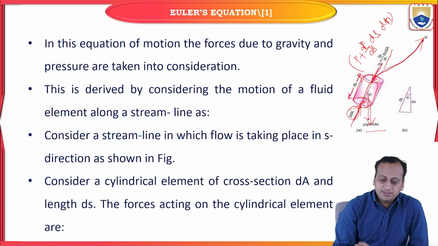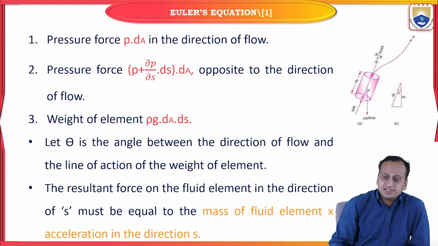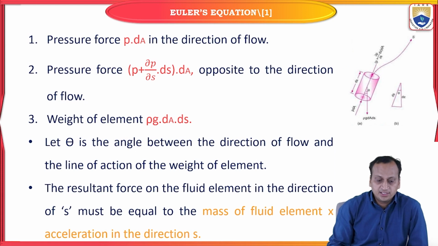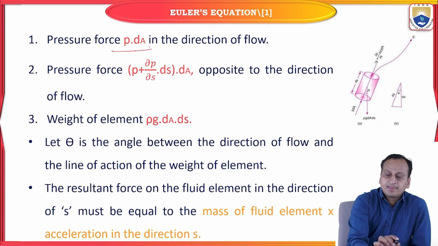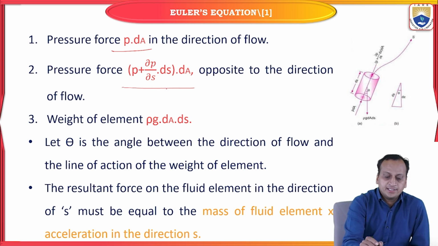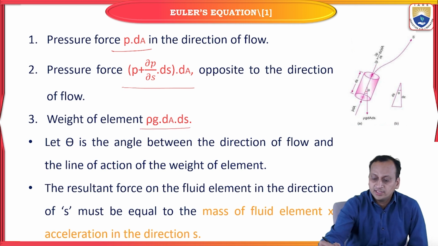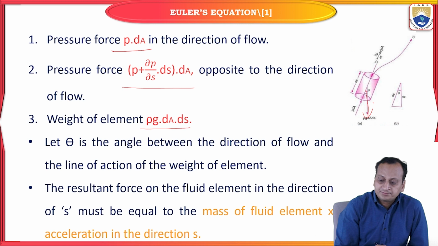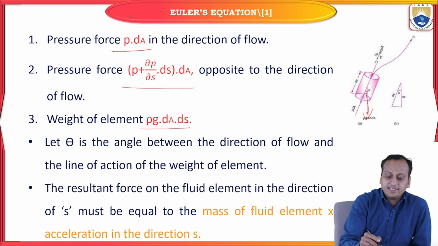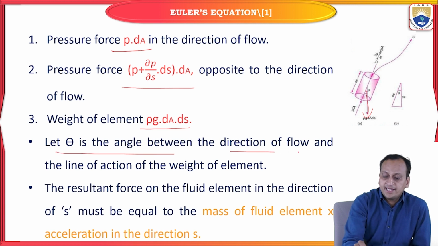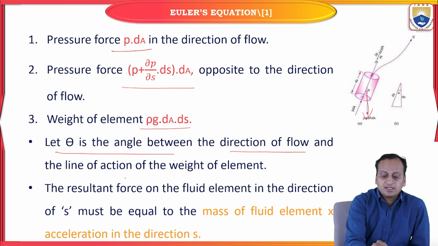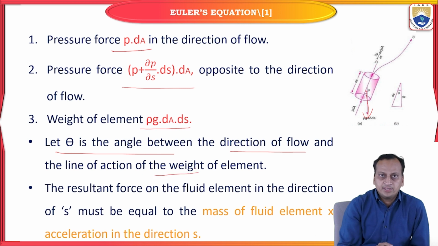So in this case, the various forces considered for solving Euler's equation are: one is the pressure force at inlet. Again, the pressure force at the outlet, in the opposite direction, is P plus dou P by dou S into ds into dA. And another one is the weight of the element acting downward, rho g dA into ds. The theta is the angle between the direction of flow and the line of action of the weight of the element.